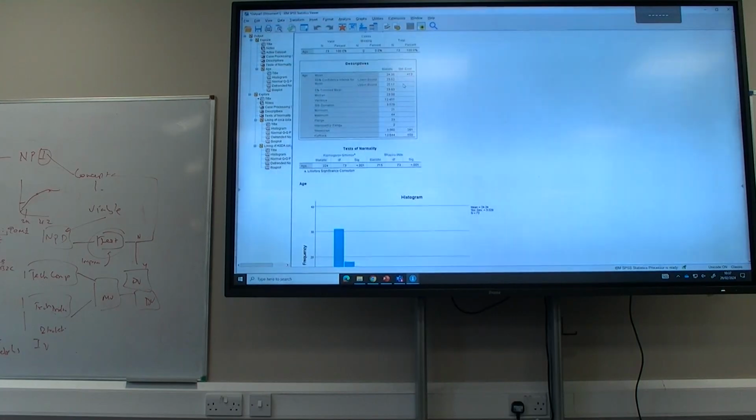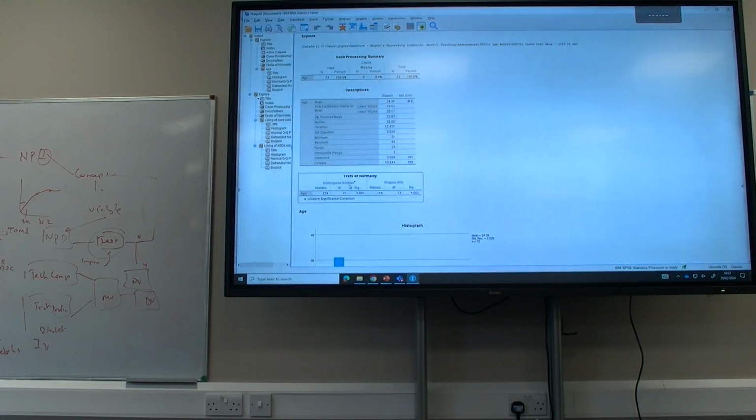And we already asked for that, so if you look just above your histogram, you've got the test of normality box. Just above the histogram, this box for tests of normality. If you didn't click normality plots with tests, you won't have it. Yeah, I don't have it.